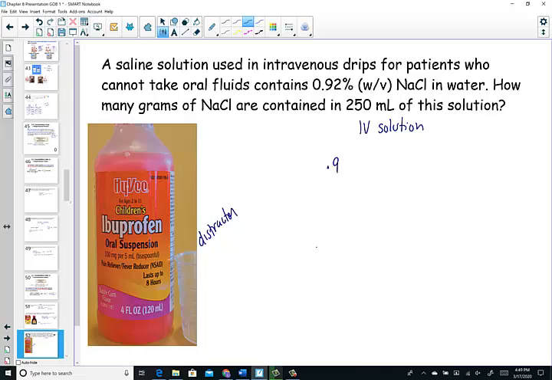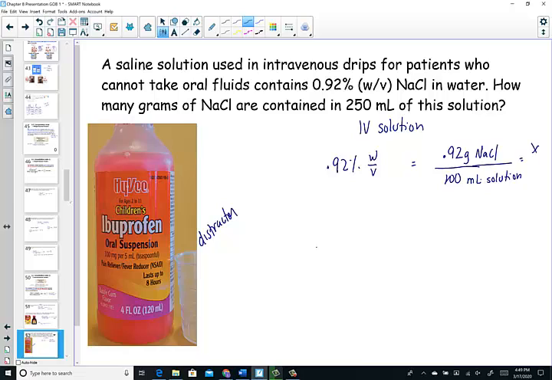It says 0.92%. And then it gives me this weight by volume. Now let's think about what that means. It means that 0.92 grams in 100 mL, that's the definition of percent, right? Parts out of 100 parts. So that's what I wanted us to see, what this means. The percentage tells us 0.92 grams of sodium chloride are contained in every 100 mL of solution.